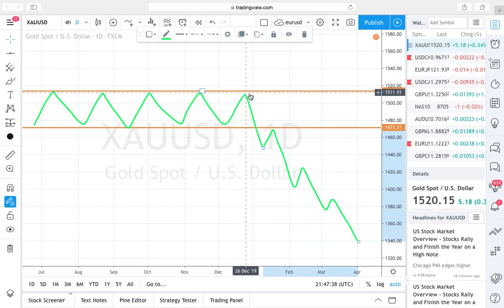So that's what I mean when I say we broke support or are retesting newfound resistance, because now this line is above current price since we broke below it. I hope you guys are understanding. So price breaks support, comes back to retest newfound resistance, and then the downward trend continues. So that's how you trade the break of support and resistance.